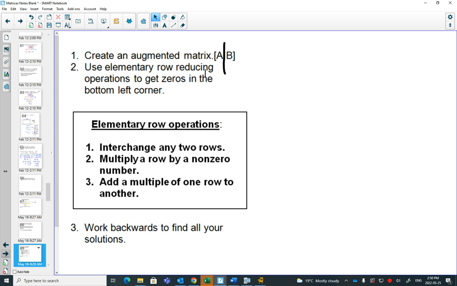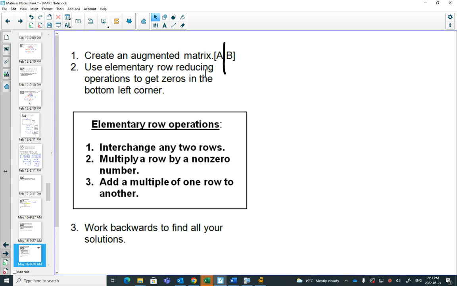So we create our augmented matrix, and then we're going to use row reducing operations until we get 0 in the bottom left corner. And these are the operations that you're allowed to do, right? Each row represents an equation. You can switch 2 rows. It's just like saying, oh, I want to write this equation first and this one second. That is perfectly allowed. But sometimes there's strategy that might be helpful to do, okay?